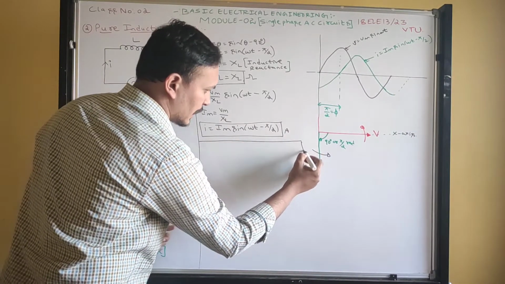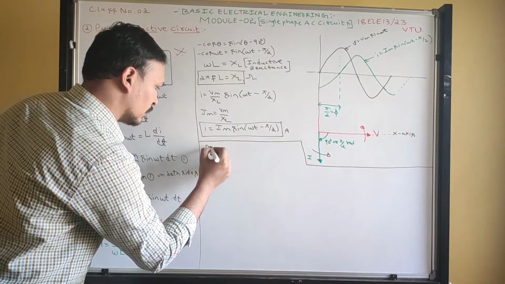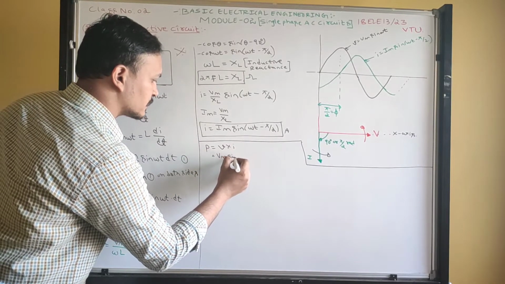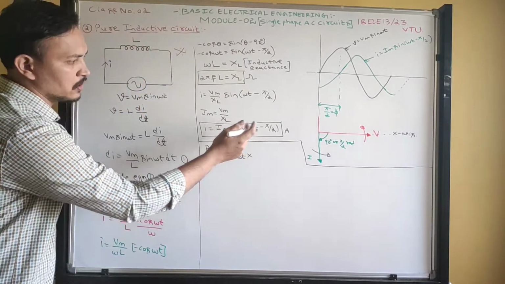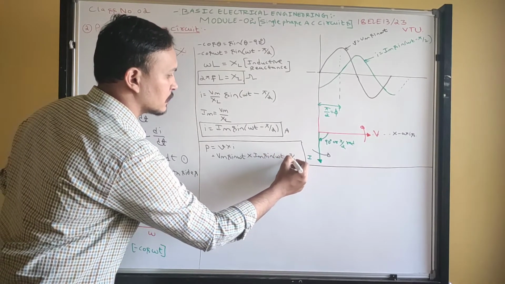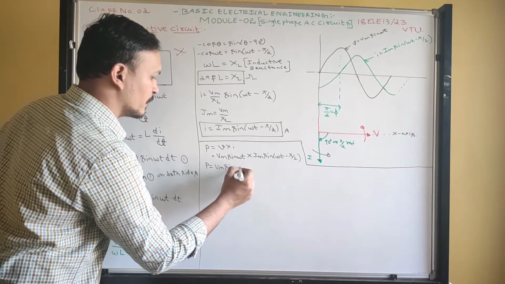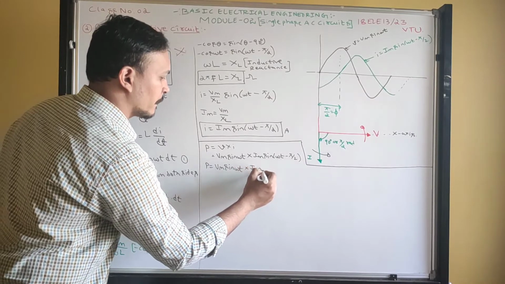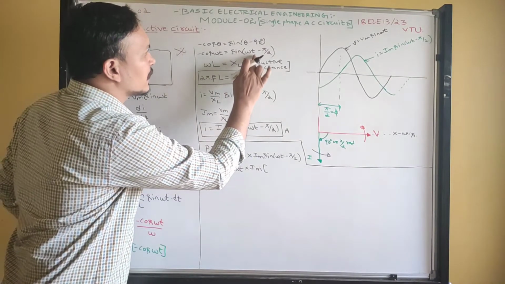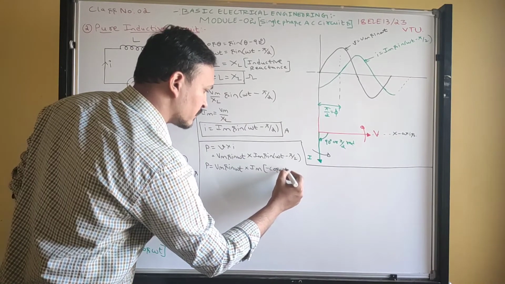Okay, I am going to derive what power is consumed in a pure inductive circuit. Guys, power is equal to voltage into current. What is the voltage? Vm sin omega t, into what is the current we got from the derivation? Im sin(omega t minus pi by 2). Further I can write: Vm sin omega t into Im, and sin(omega t minus pi by 2) I am writing as minus cos omega t.